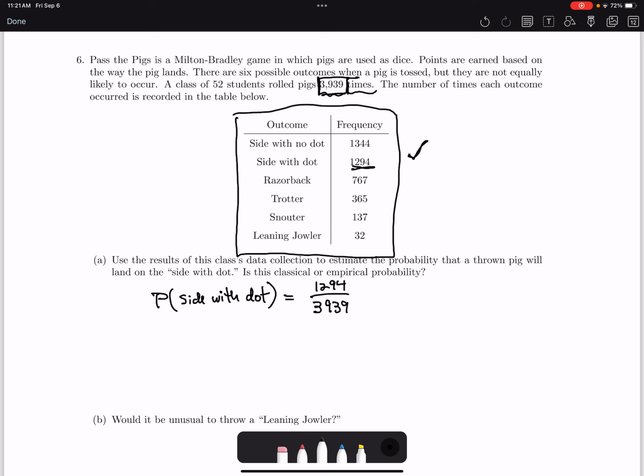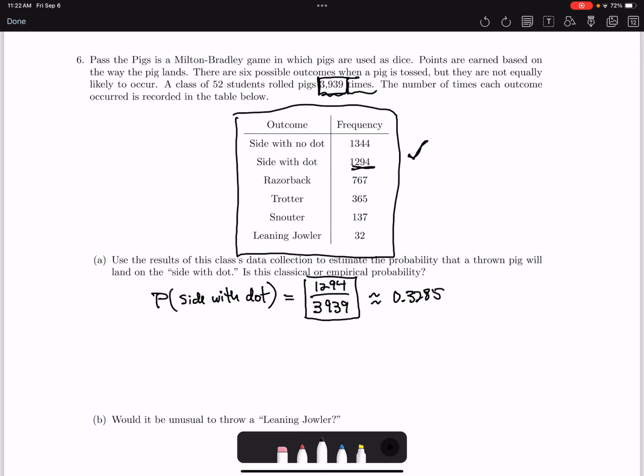And I have no idea if that reduces. I don't think it does. But we'll put it into decimals. 12,094 out of 3,939. It does not reduce. So that's the final answer. But as a decimal, it's approximately 0.3285. So there's about a 33% chance, right, that the pig is going to land on its side with the dot. By the way, maybe I should explain these outcomes, right?